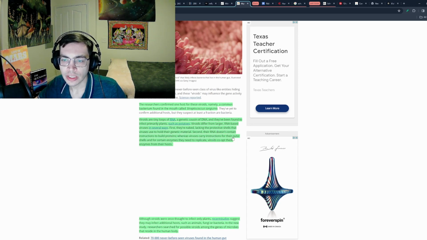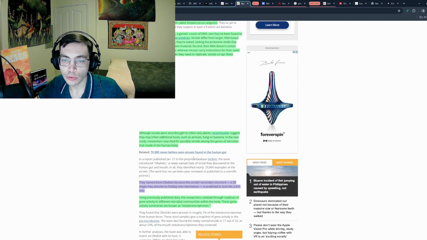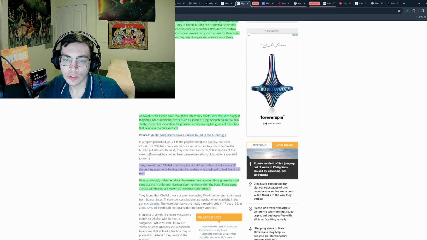Second, the RNA doesn't contain instructions to build proteins, whereas viruses carry instructions for their outer shells and call for certain enzymes they need to replicate. Viruses co-opt these enzymes from their hosts. Although viroids were once thought to only infect plants, recent studies suggest they may infect additional hosts, such as animals, fungi, or bacteria.